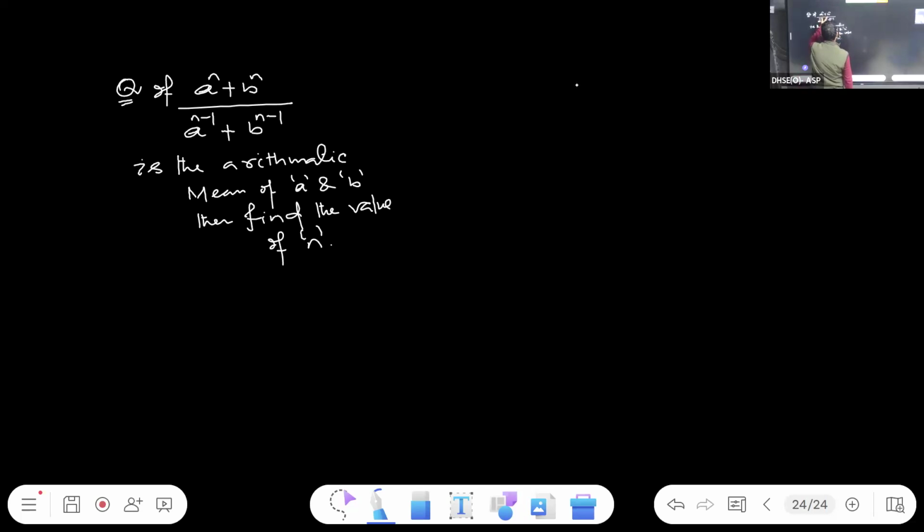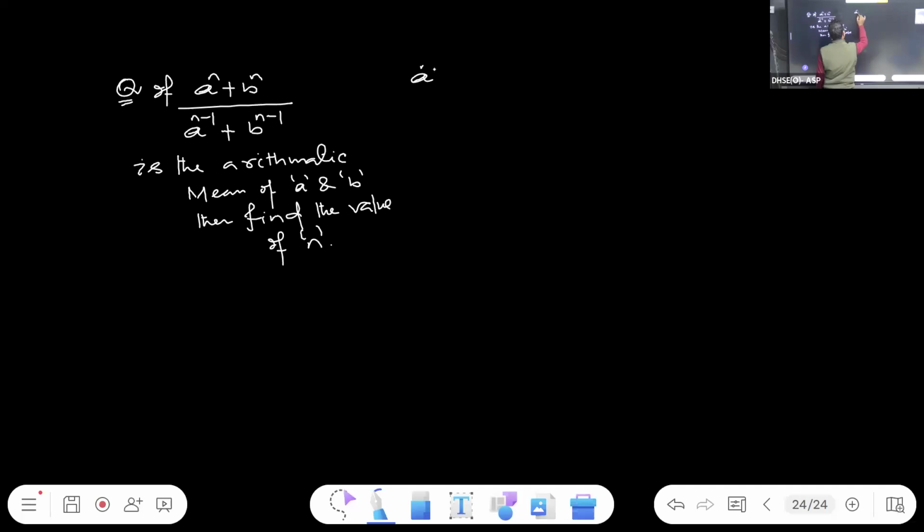If you take N is equal to 1, the numerator will be A plus B and the denominator will be A to the power 0 plus B to the power 0. A to the power 0 is 1, B to the power 0 is 1, 1 plus 1 is 2. So by hit and trial, you can solve this question. But if you want to solve it in the actual method, then you have to solve like this.